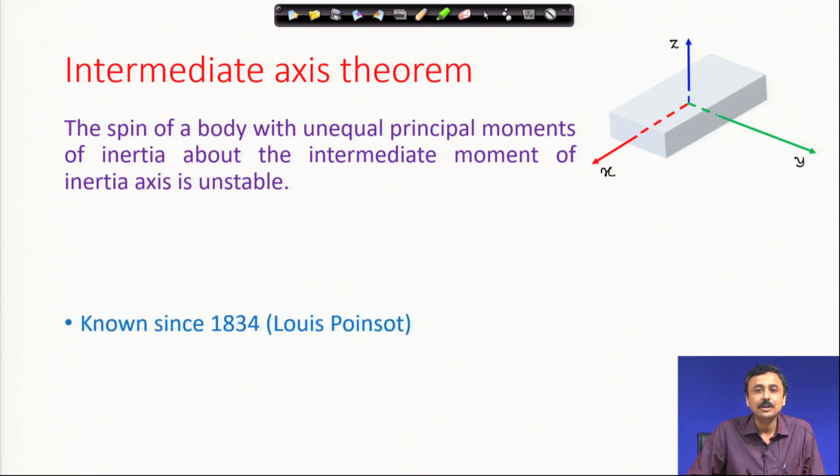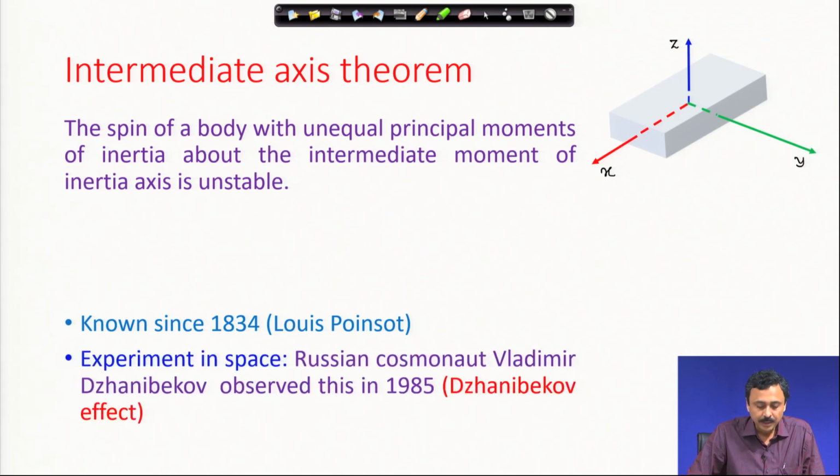Now, this theorem was known since 1834. Louis Poinsot, in his book, studied rotation of bodies and he proposed this theorem. Later on, in 1985, experiments in space revealed that this motion of the body shows very interesting properties. It shows a very interesting behavior in terms of its spin or its motion.